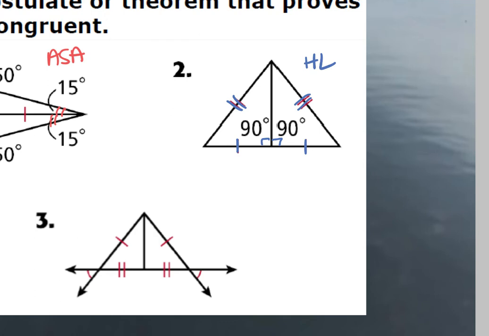So just be careful because it doesn't always mean it's hypotenuse leg in order to prove it. What else is there? The shared side. So this could have also been what? Side, angle, side, and side, side, side. So any of those would have worked. You don't need all of them, but any of those would have worked.